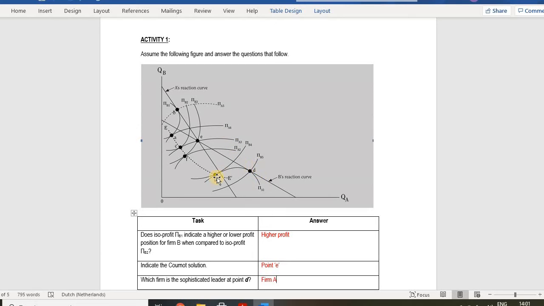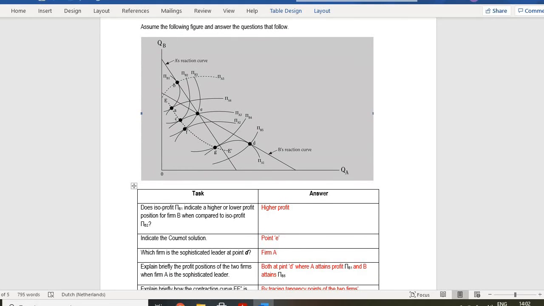So firm A here realizes the highest profit, while firm B realizes the lowest profit, and the highest profit for firm B is at this point, isoprofit B1. So in other words, at this point, the sophisticated leader will be firm A, because firm A realizes the highest profit at this point.